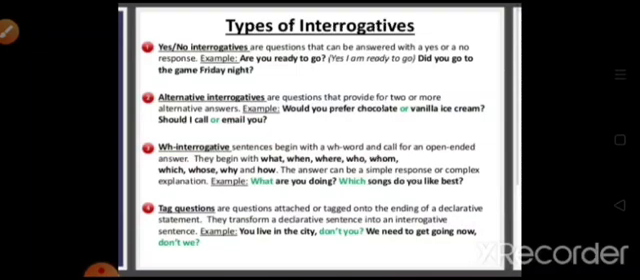Now third one is the WH interrogative. It means a sentence begins with a WH word and calls for an open-ended answer.